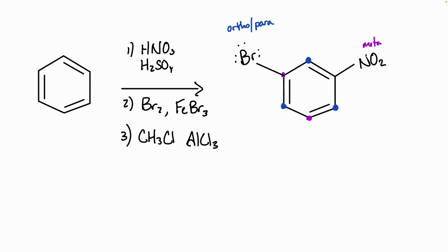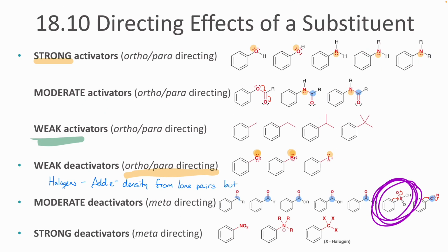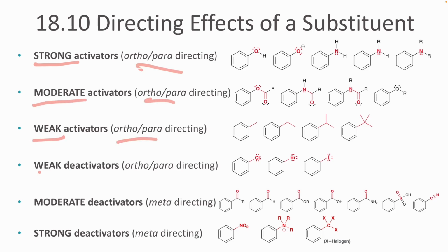Now we can't just compare these two in terms of ortho-para or meta. We have to look at their ranking. Right? Remember, not only did we assign each of these groups to be ortho-para or meta-directing, we also created this hierarchy. Let me get rid of some of these colors so this doesn't get too busy. All right, we created this hierarchy of strong, moderate, and weak ortho-para directors, and then moderate and strong meta-directors.